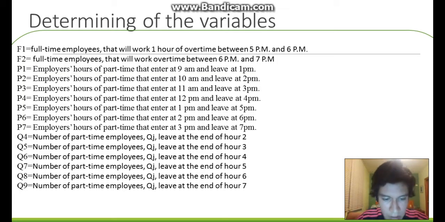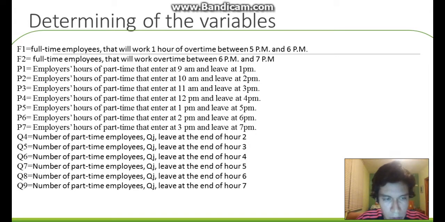This very advanced and challenging scheduling problem can be solved most expeditiously using linear programming. We will denote F as the number of full-time employees. Some number, like F1, of them will work 1 hour of overtime between 5 p.m. and 6 p.m. each day, and some number F2 of the full-time employees will work overtime between 6 p.m. and 7 p.m. There will be 7 sets of part-time employees.